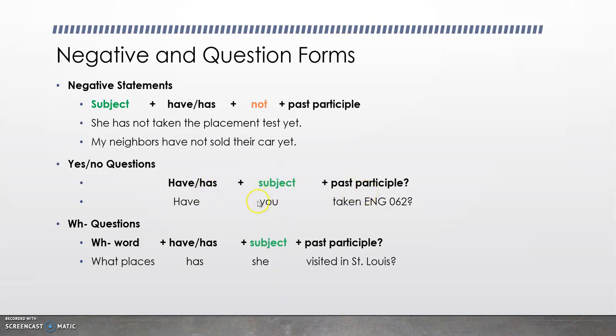For questions, you just need to put your subject in between the helping verb and the past participle. So for a yes/no question, we often start with the helping verb, have or has, then the subject, then the past participle. Have you taken English 062? If you have a WH question that starts with a word like who, what, where, when, why, then that word will come first, then the helping verb, then the subject, then the past participle. What places has she visited in St. Louis?